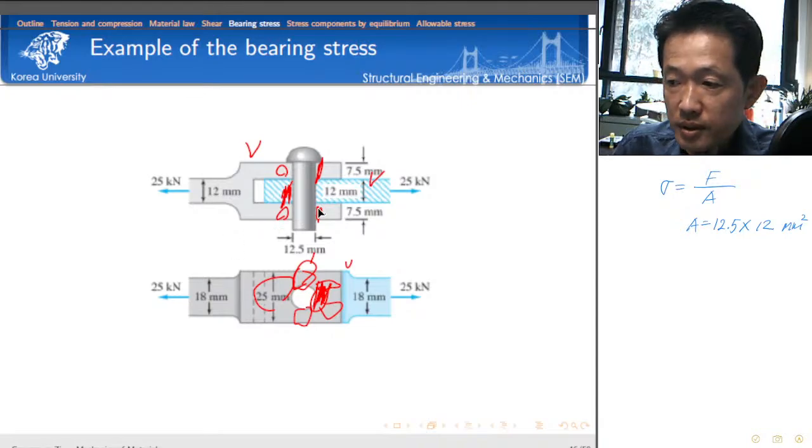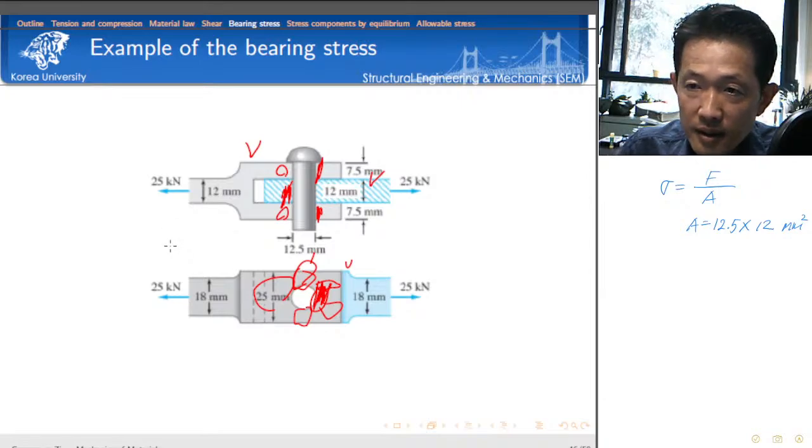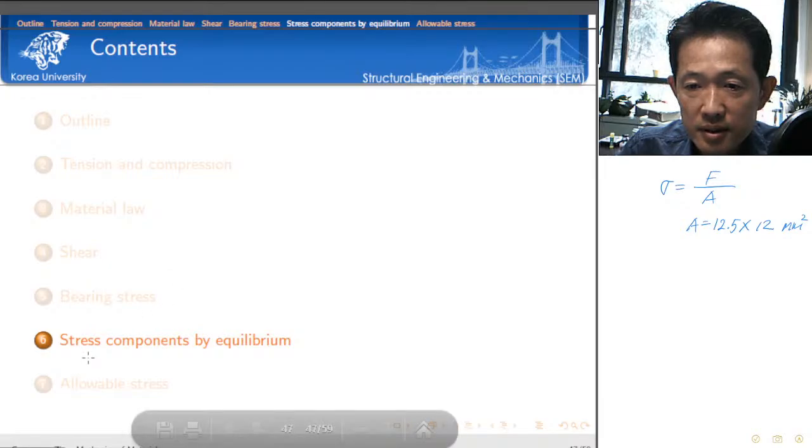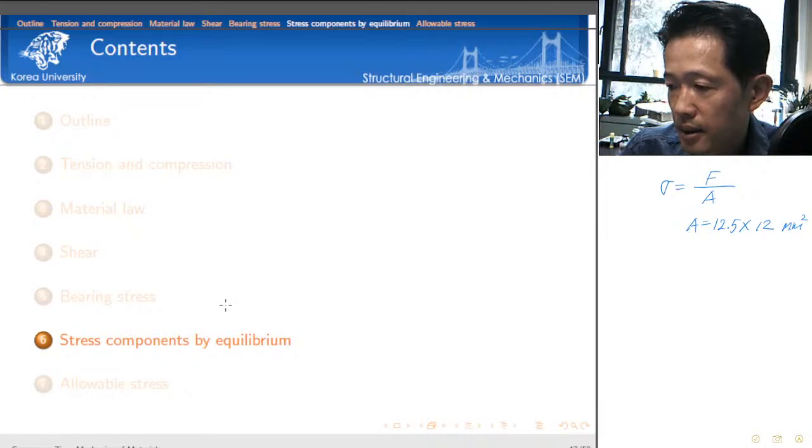Do you have any questions for the discussion of this bearing stress? So if you don't have questions, let me stop the discussion for the bearing stress here, and then we'd like to move our attention to the next subject. The next subject is stress component by equilibrium. So we'll take the 5 minutes break, and then we'll be back to the class in 10:50.